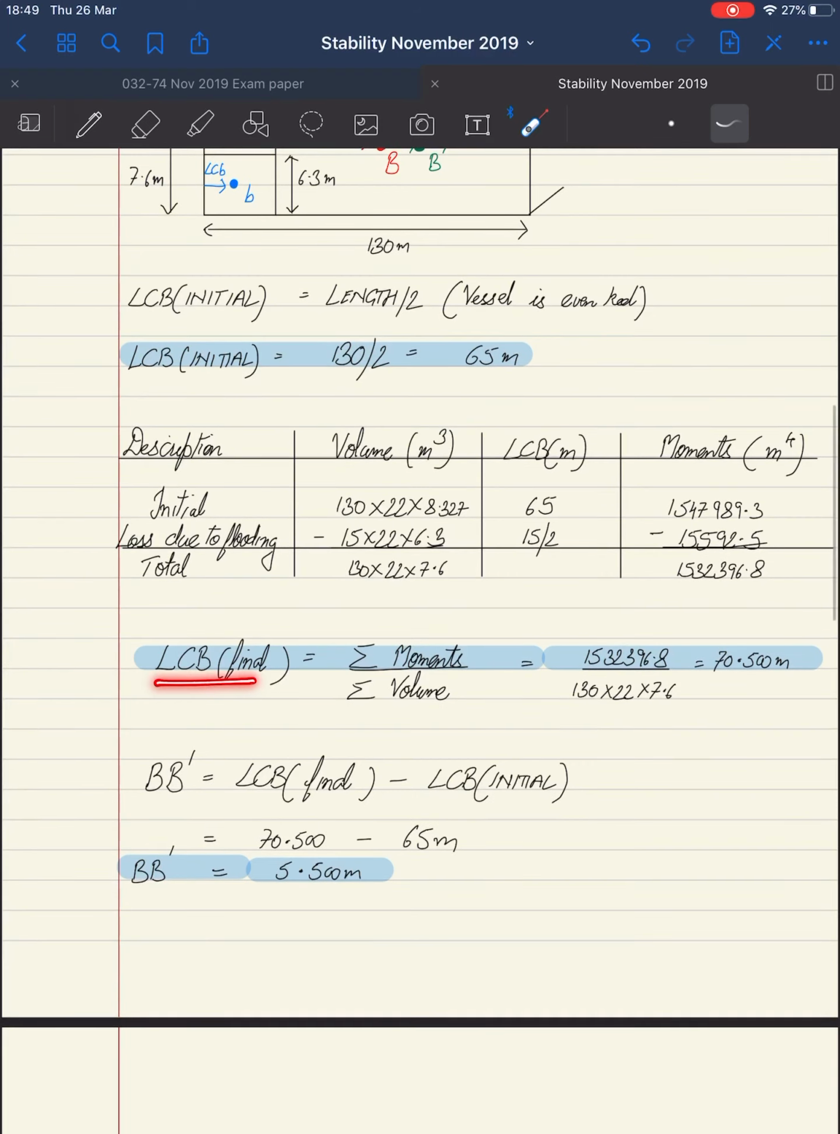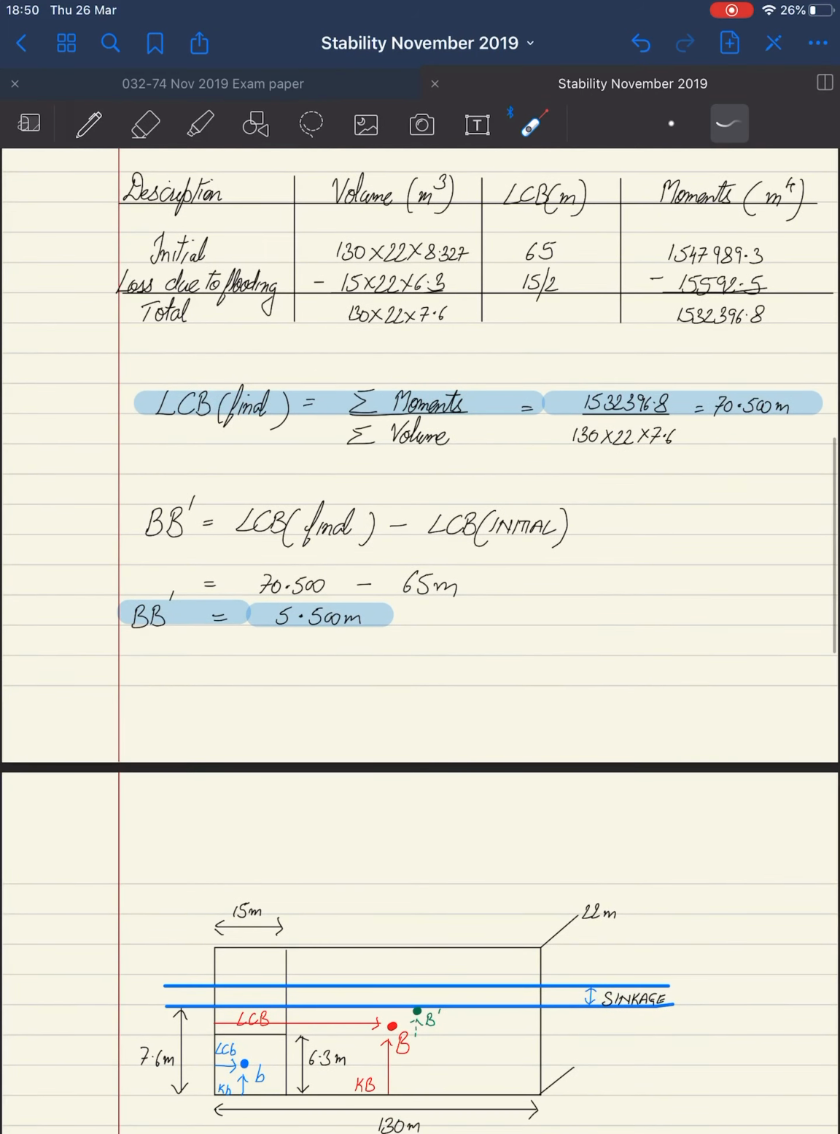So my LCB final would be equal to the sum of all moments, which is this, divided by the sum of all volume, which is this. So I will just put in the values. My sum of moments comes from here and my volume comes from here, which gives me the final LCB of 70.500 meters.